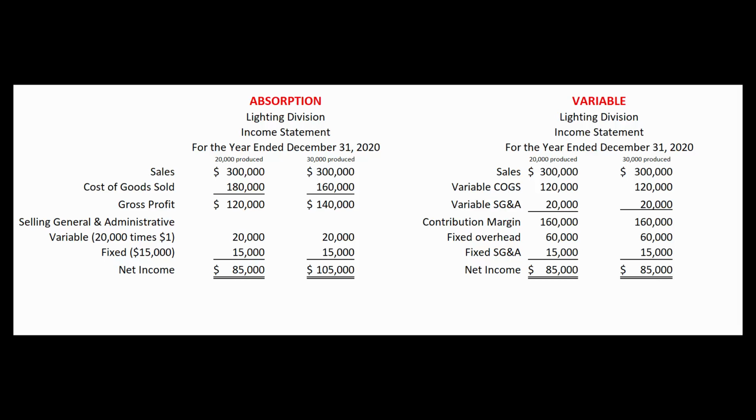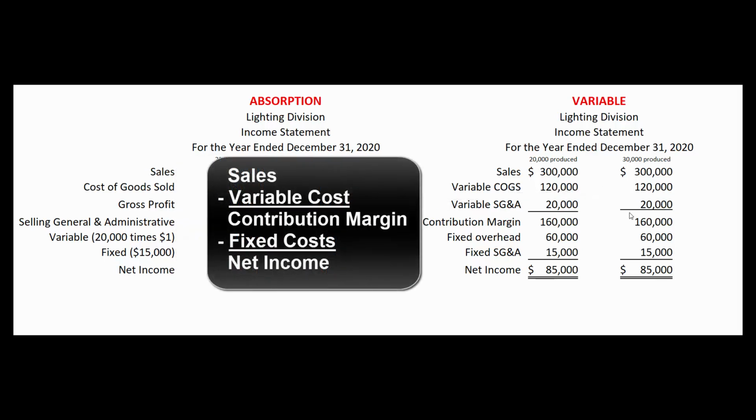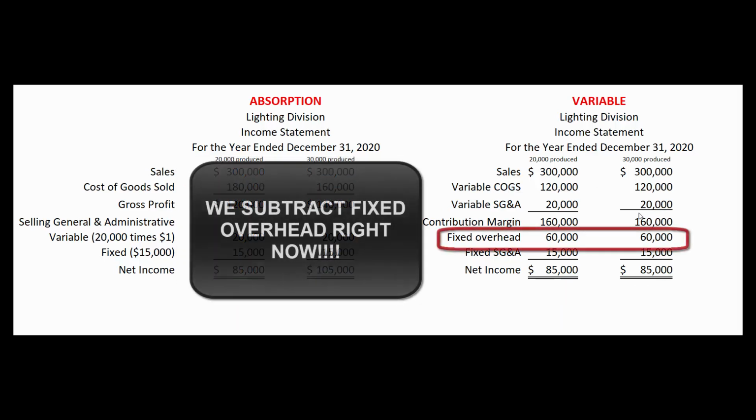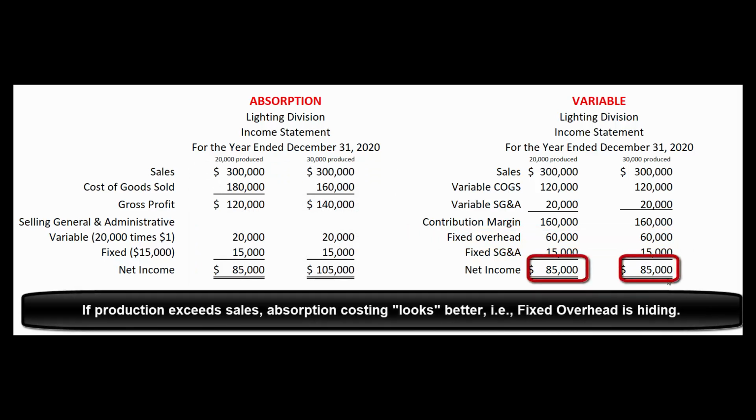Again, we can't use this in our financial statements, but we can use it for internal purposes to price out what's happened to us. We make 30,000 units, but we sell 20,000, so our sales are still $300,000. Our variable cost of goods sold is still the $120,000 because each unit still costs us $6 in variable cost. That's $6 of labor and materials. In this example, there's no variable overhead. We subtract the variable selling and general and administrative expenses, so that gives us our contribution margin of $160,000. That's the same, minus the fixed overhead of $60,000, minus the $15,000 of fixed SG&A, and we're at $85,000, which makes sense. If we sold 20,000 units, we should have the same net income.